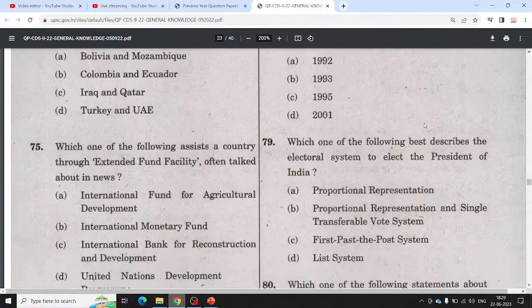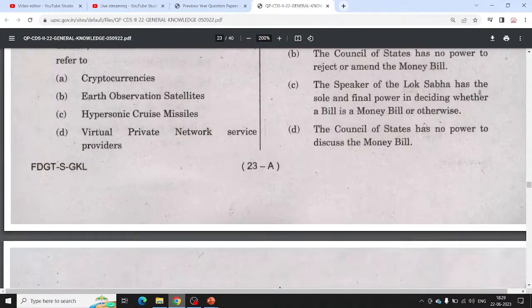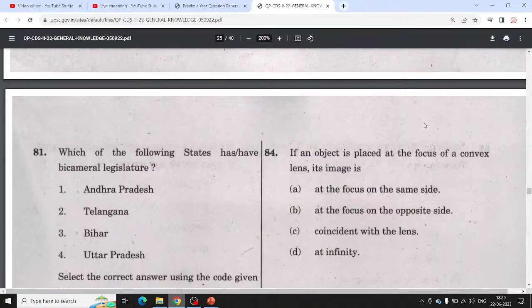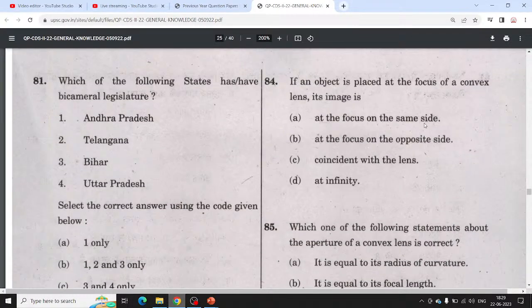Okay, next, money bill, all these things we'll see in polity. Okay, 84. Read it and tell me the answer. Raise your hand those who know. Yes, anyone? Yes, Arthav? Yes, say the answer.